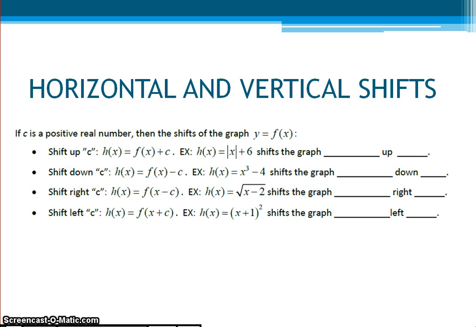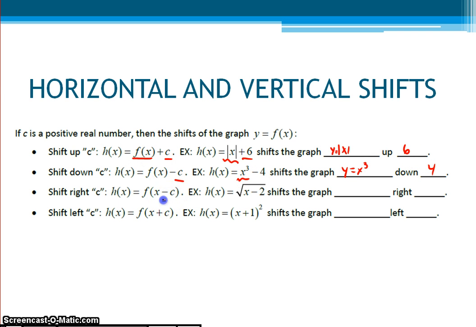Okay, so first we're going to start off with our horizontal and vertical shifts. So if you have a function and you have a number on the outside of it, that is going to be the shift up or down. So if we have our plus 6, we're going to shift it up 6. So it's going to shift the graph y equals the absolute value of x up 6, because it takes the base graph and shifts it up 6. Here we're going to shift the graph y equals x cubed down 4, because it's a minus 4.